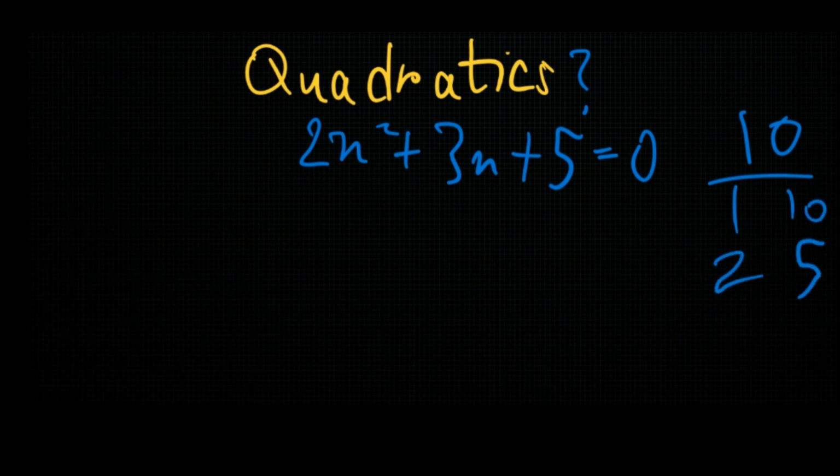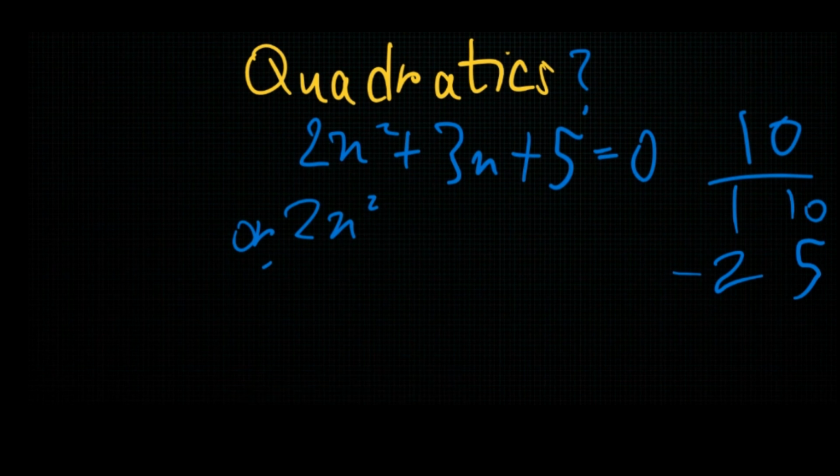They are 1, 10, 2, 5. So these are the factors of 10. Now what can we do to get 3? One thing we could do is using positive 5 and negative 2. So that's right: 2x squared. Don't put negative 2 to negative 2x because we have plus signs. Both are plus.